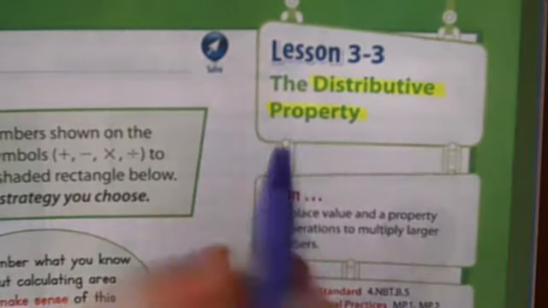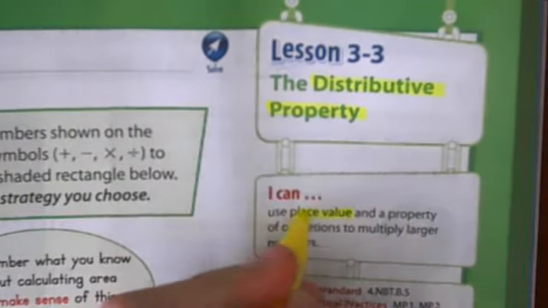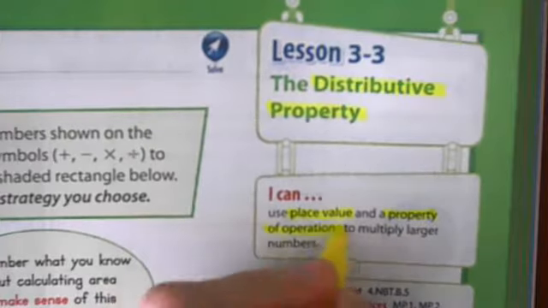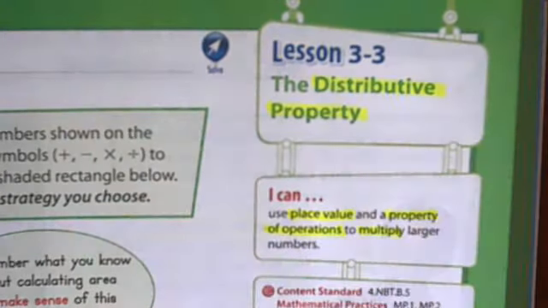So the distributive property, they want you to use place value, like when you use a place value table. And then the property of operations, that is the distributive property, to multiply bigger numbers. So in third grade, you learned your basic multiplication facts, but now we're taking a step up because this is fourth grade and we're going to be multiplying these bigger numbers.